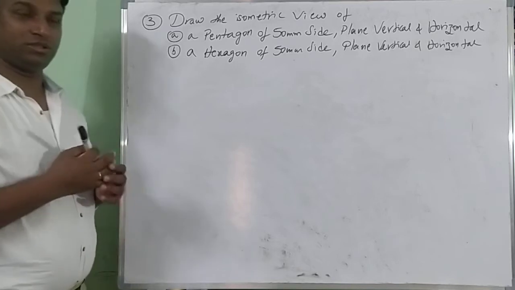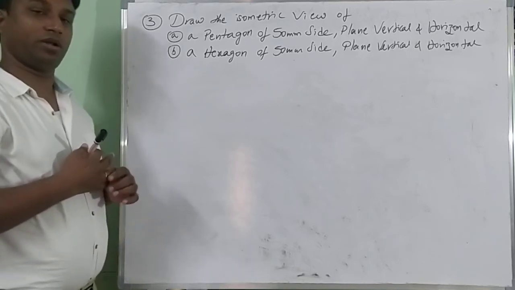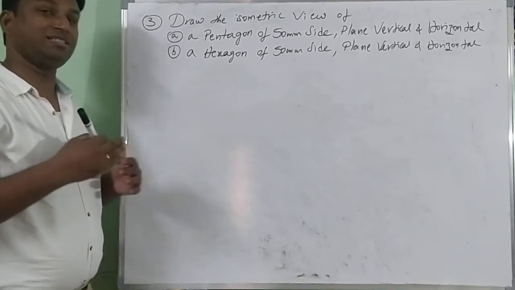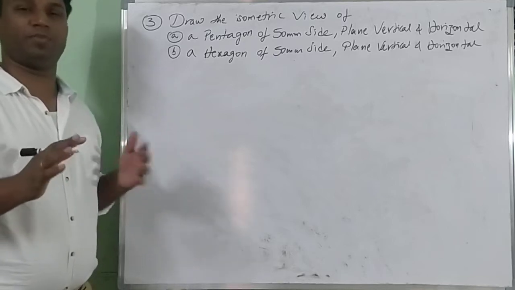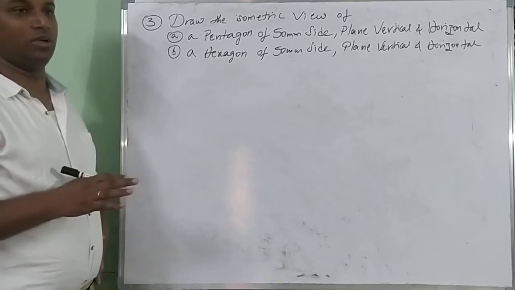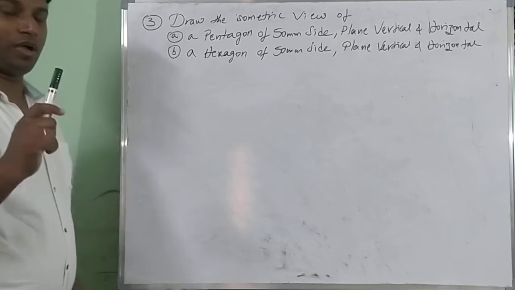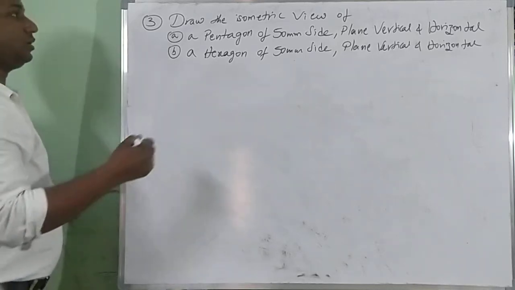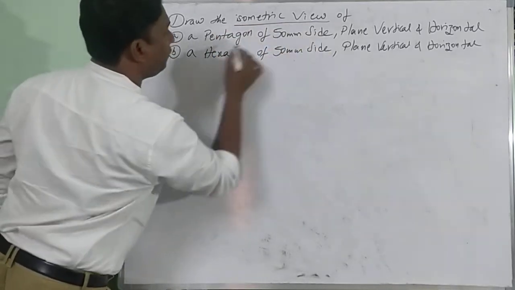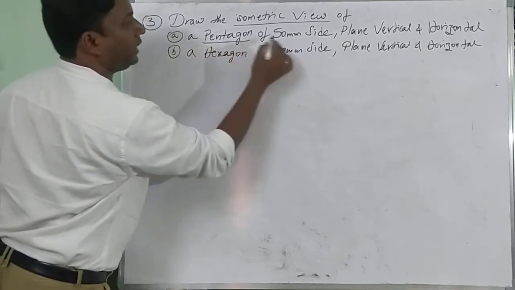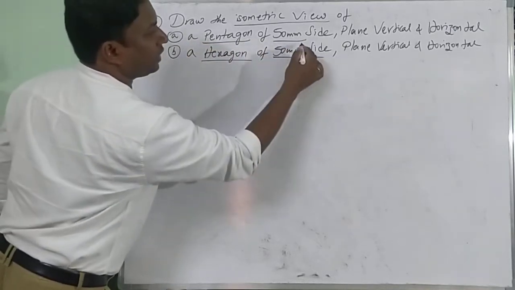Maximum, as per syllabus, we will cover isometric views. Even from the exam point of view, we prefer isometric views when compared to isometric projections. Right? For isometric view, remember we have to use the original dimension. Draw the isometric view of the two questions we have: pentagon 50 mm, hexagon 50 mm.